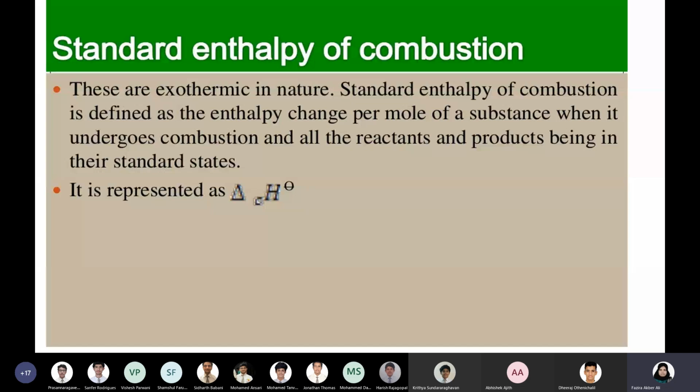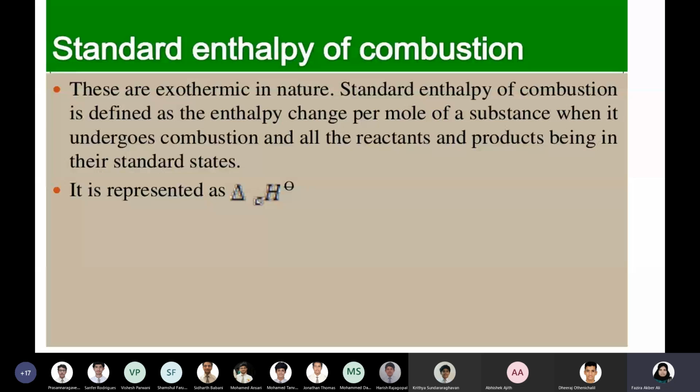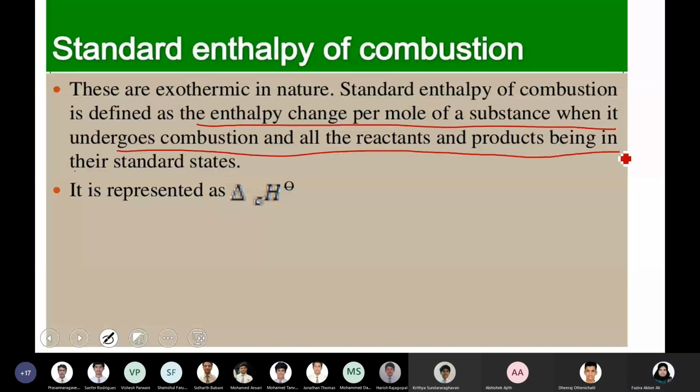So the first kind is standard enthalpy of combustion. As we discussed in phase transformation, the state changes. Here you will just learn the definitions correctly and the symbol. That much is enough. Combustion, we know, is an exothermic reaction, right? So combustion reactions are always exothermic. It is the enthalpy change when 1 mole of a substance undergoes combustion and all the reactants and products are in their standard state.